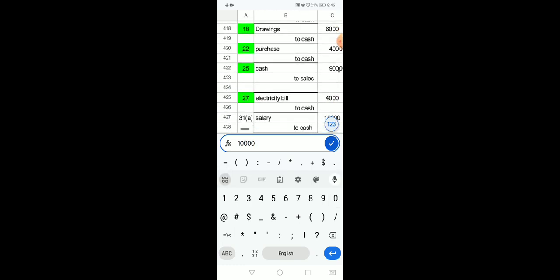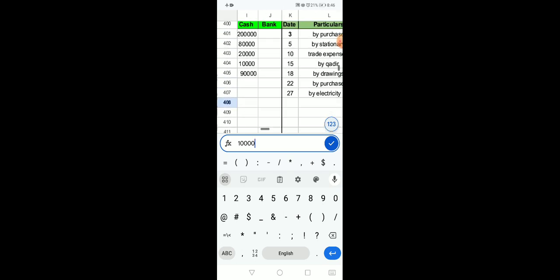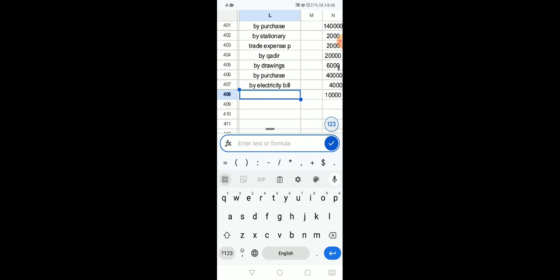Now see its reference. What is written on the opposite side of cash? That is salary. So you will be mentioning salary in the particular column with an additional word of by. Here you have posted salary.